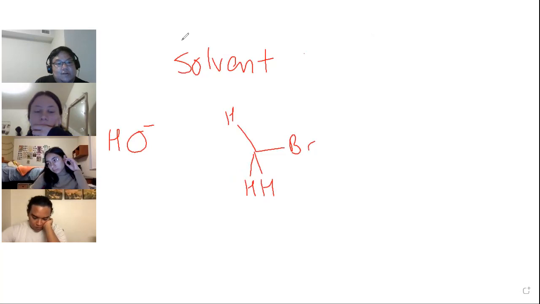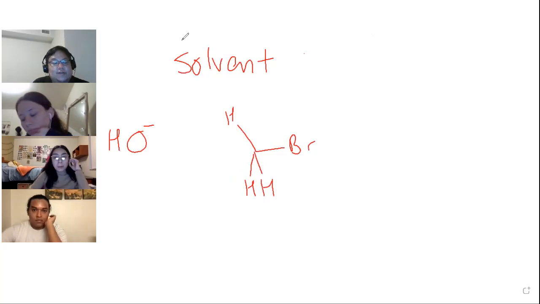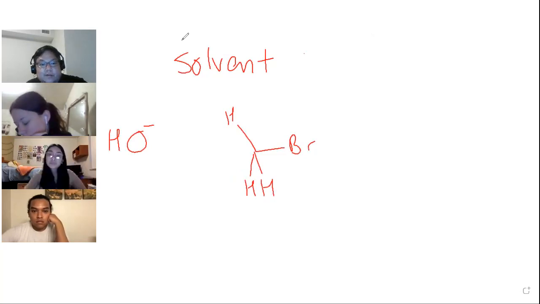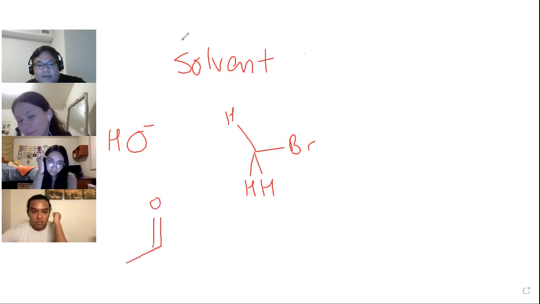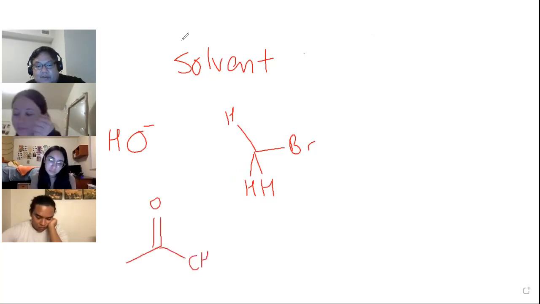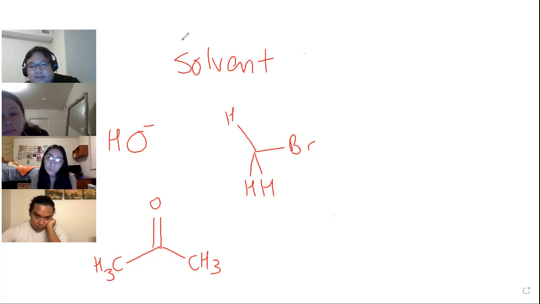So I'm going to give you two solvents, and I want you to tell me which solvent you think is going to be better for the reaction to occur. And you can use your best judgment. So solvent A is going to be acetone. This is the stuff you use in lab to clean your glassware. It's also a nail polish remover. Your other solvent choice is water.